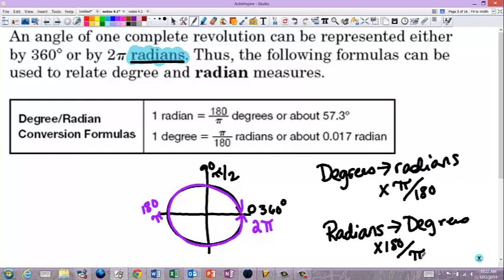Okay. You multiply by 180 over pi. Now you can remember that because if you want to be in radians, all the radians have a pi, so that's what you want on top. If you want your answer in degrees, you want the degrees on top.